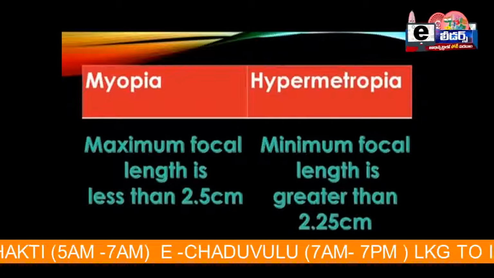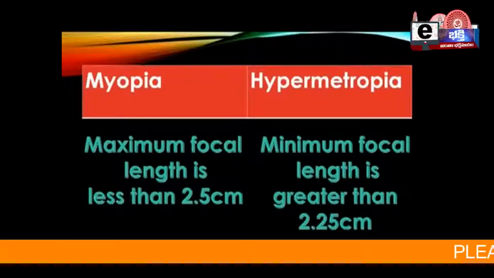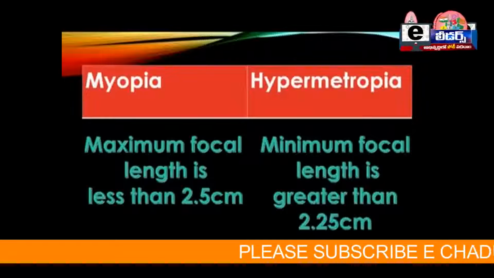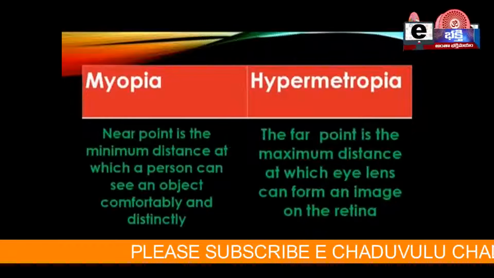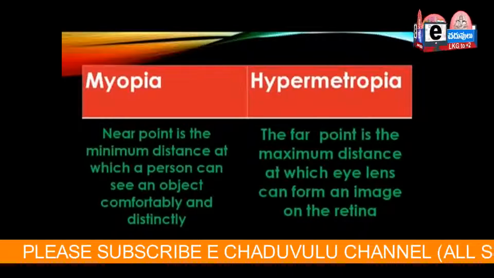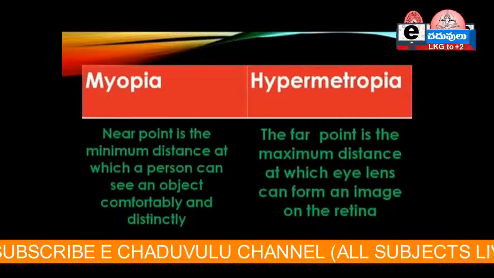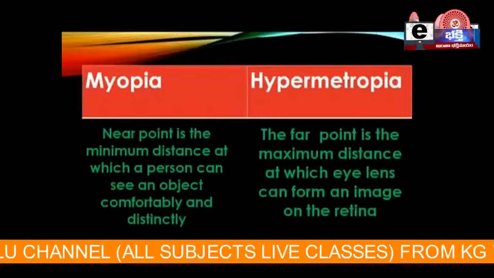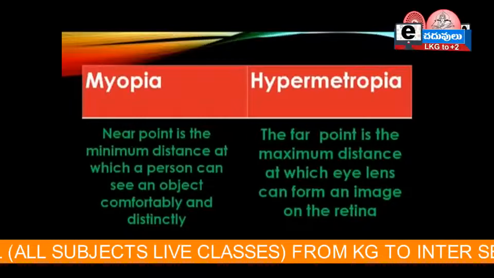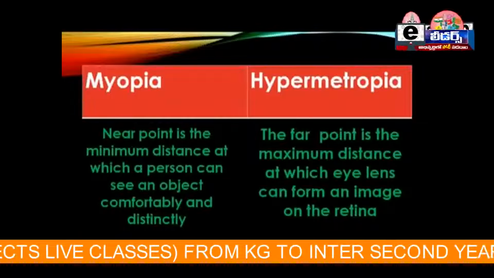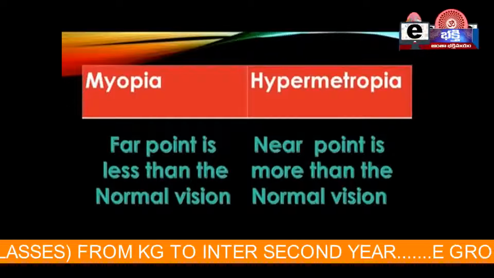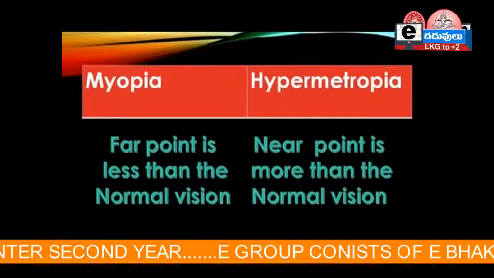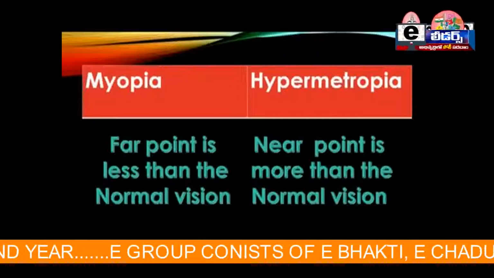Myopia, maximum focal length is less than 2.5 centimeters. Hypermetropia, minimum focal length is greater than 2.25 centimeters. Myopia, near point is the minimum distance at which a person can see an object comfortably and distinctly. Hypermetropia, the far point is the maximum distance at which the eye lens can form an image on the retina. Myopia, far point is less than the normal vision. Hypermetropia, near point is more than the normal vision.